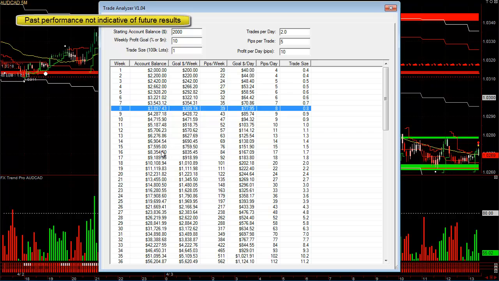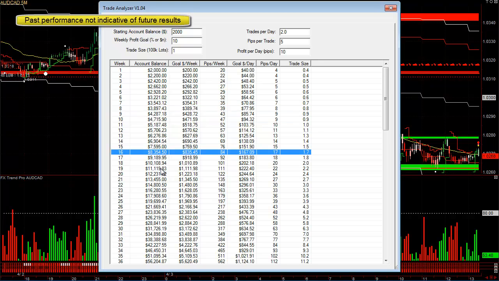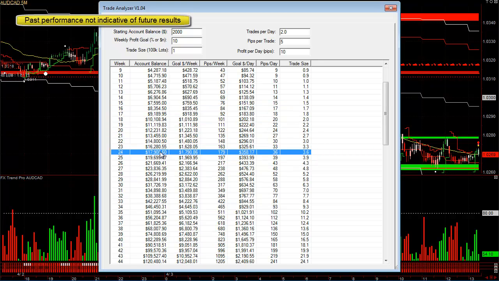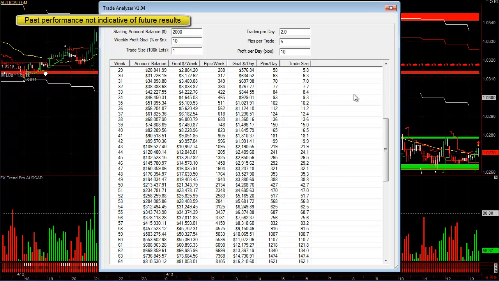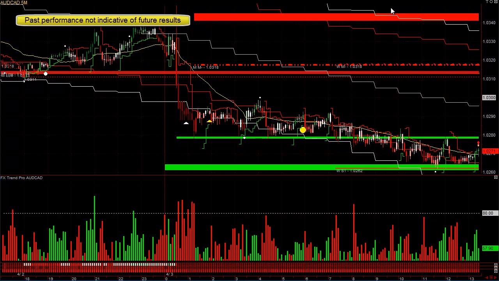You can see it's now 8,400 in 16 weeks, 17,000 and almost 18,000 in 24 weeks. And obviously you're trading more and more lots as your account grows. But at the end of the year, your $2,000 account has grown to 258,000. That's the power of compounding by getting just 10 pips per day.